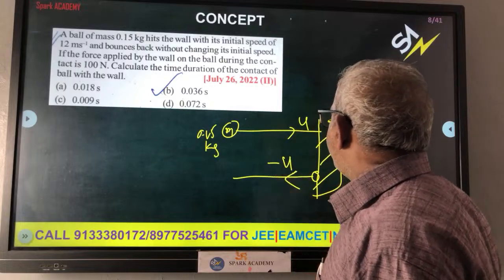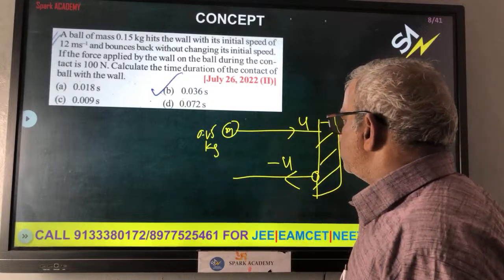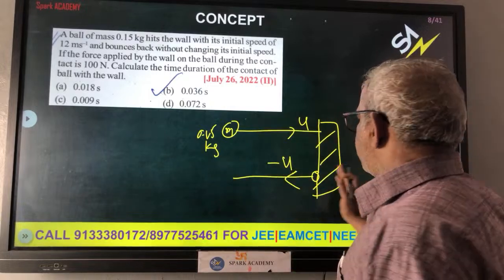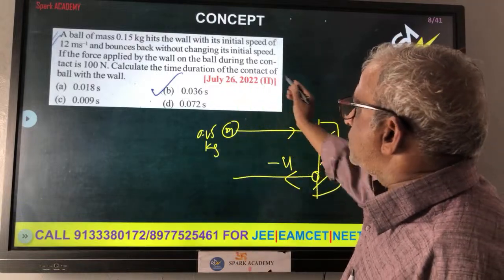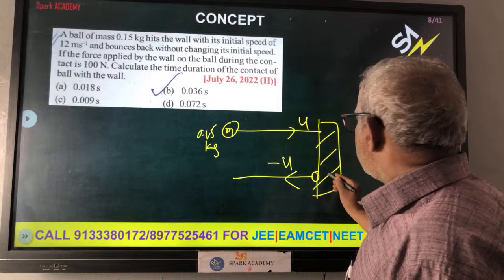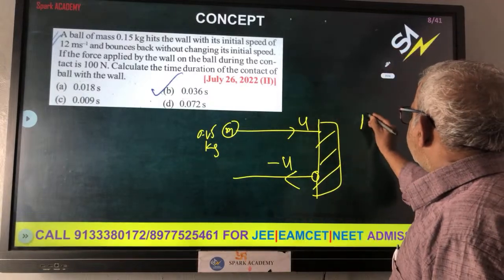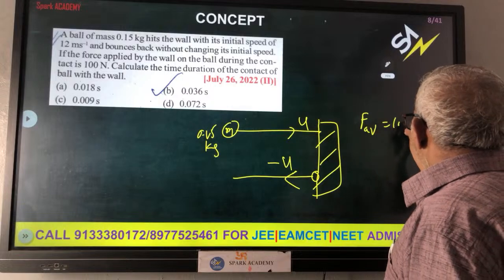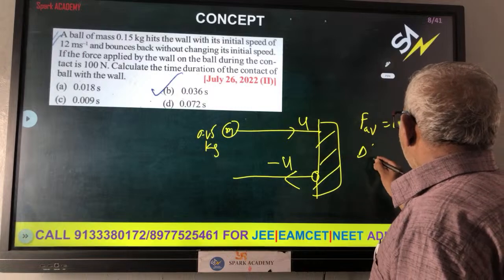Back means minus u. Forward direction is positive, backward direction is negative. So forward is positive, this is negative, as the ball is going back. What is the force applied by the ball during the contact? The average force is 100 newtons. Calculate delta T.